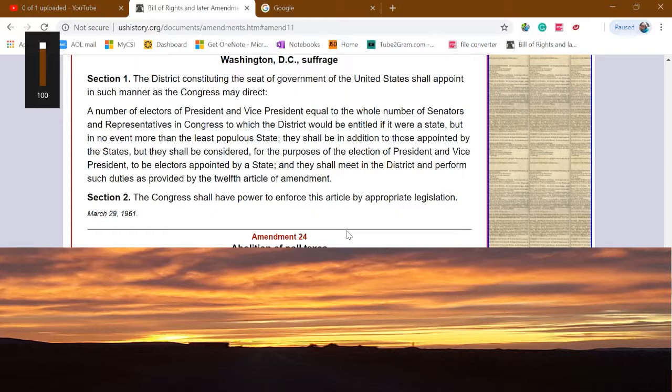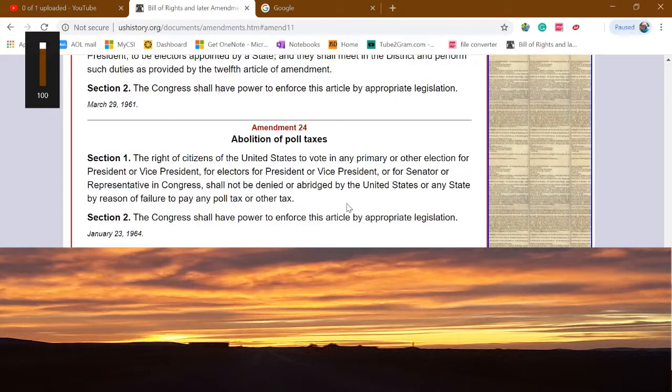They shall be in addition to those appointed by the states, but they shall be considered for the purposes of the election of the president and vice president to be electors appointed by a state, and they shall meet in the district and perform such duties as provided by the 12th article of amendment. Section 2. The Congress shall have power to enforce this article by appropriate legislation.